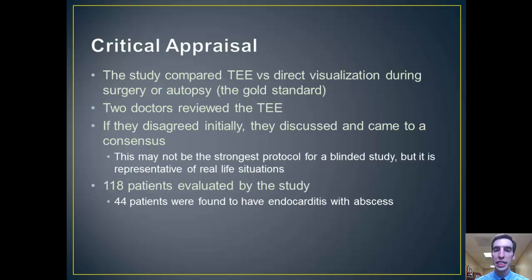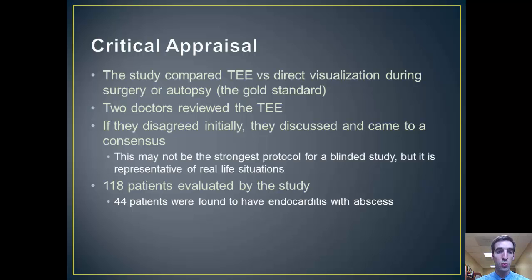The study compared TEE versus direct visualization during surgery or autopsy. Looking at the heart at surgery or autopsy for abscess related to endocarditis is considered the gold standard. When the TEE was performed, 2 doctors reviewed the TEE. If they disagreed initially, they discussed and came to a consensus. This may not be the strongest protocol for a blinded study, but it is representative of real-life situations where you have reasonable doctors that may disagree, then they discuss the case with one another and come to a consensus.